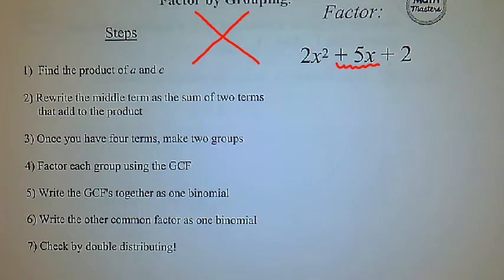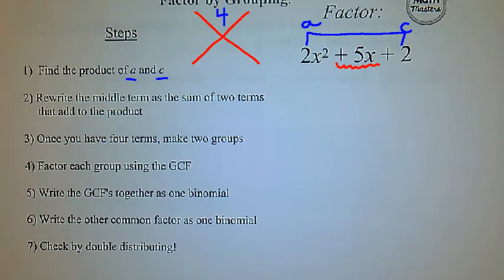Think of when we FOIL. You always FOIL and get 4 terms, but then you usually combine them and only get a trinomial. So what I want you to think of is that grouping actually pulls out that step. We're going to find the product of A and C. What that means is you're just going to multiply. So this is A and this is C. When you multiply A and C, we're going to put that up top.